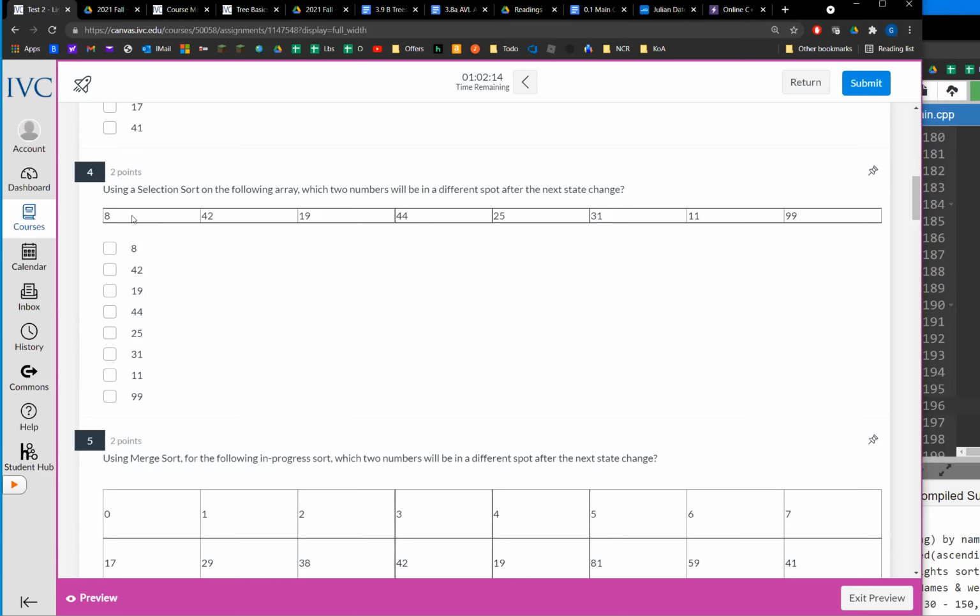Selection sort. So we've got 8 is good. And we've got 11 next. 11 and 42, we'll swap.